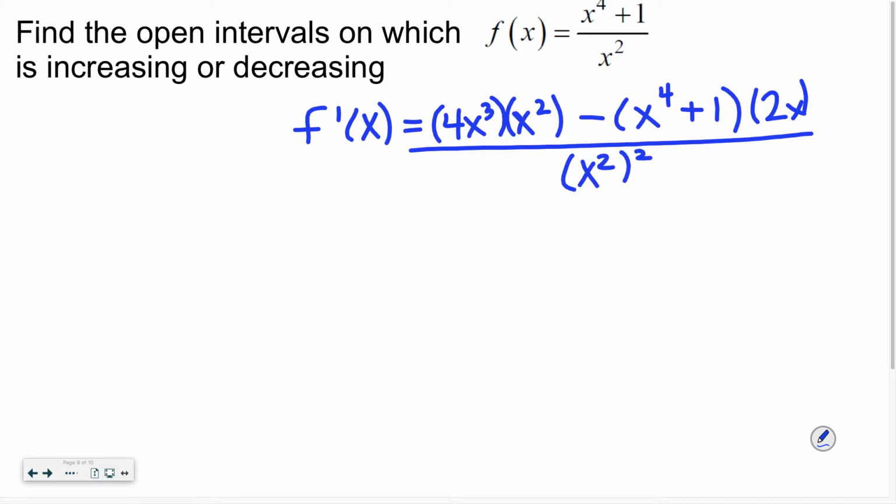And on Thursday, you would have been like, done, right? Okay, but now that we're in unit 3, we are no longer done. Okay, we need to simplify this so we can determine where our derivative is 0 and undefined. So we get 4x to the fifth minus 2x to the fifth minus 2x.